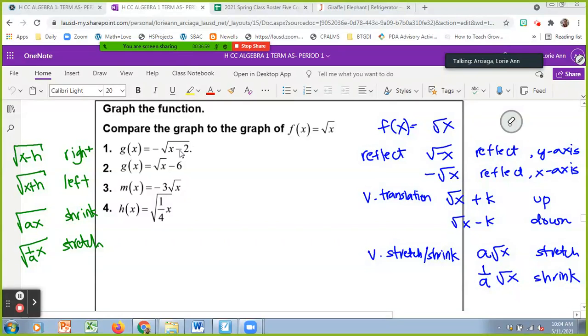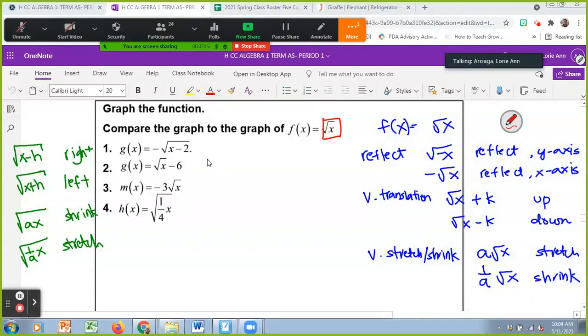So let's see, for example, in number 1, g of x is equal to negative square root of x minus 2. Remember, this is the parent function. So how many answers are you expected to give? In how many ways does this differ from the parent function? Can you tell me in the chat pod? Two. Very good. So you have a negative and you have the minus 2 inside. So that means you're expected to give 2 answers.